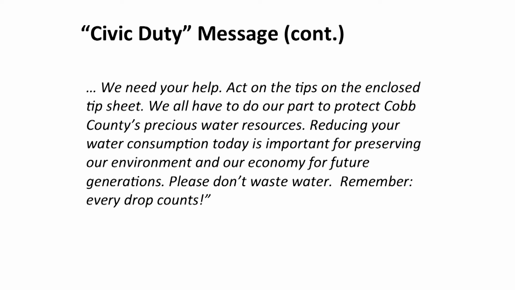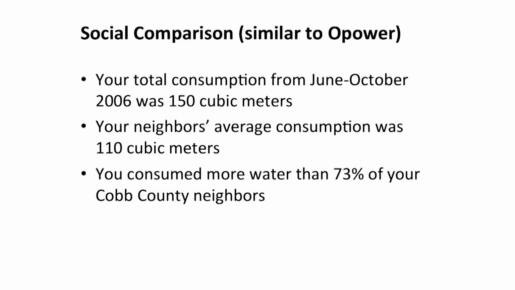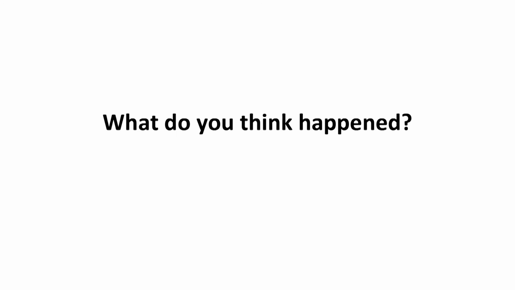Remember, every drop counts. Next, I'll show you the information provided on social norms. Basically, households that received the social norm information treatment were told 3 things: how much water they used, the average amount of water used by their neighbors, and how their water use compared to their neighbors in percentage terms. What do you think happened? Let's look at the results.